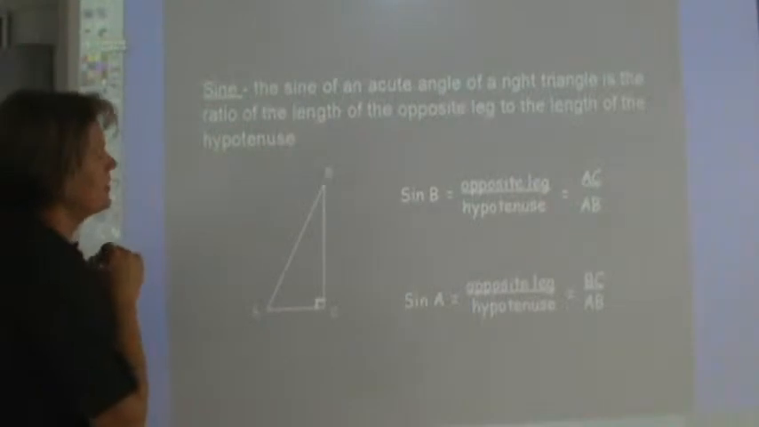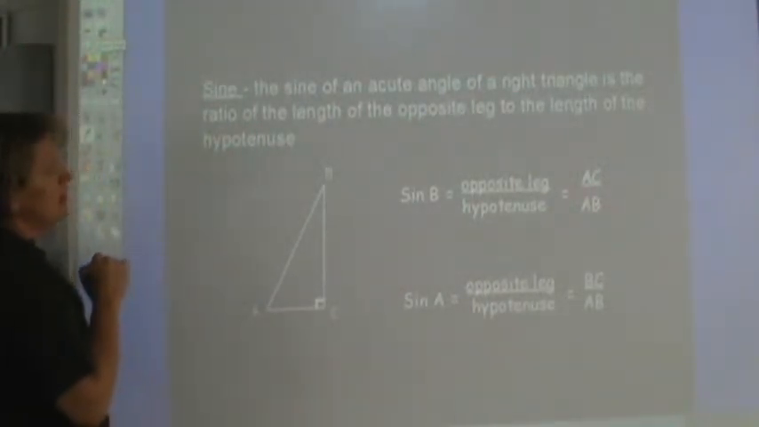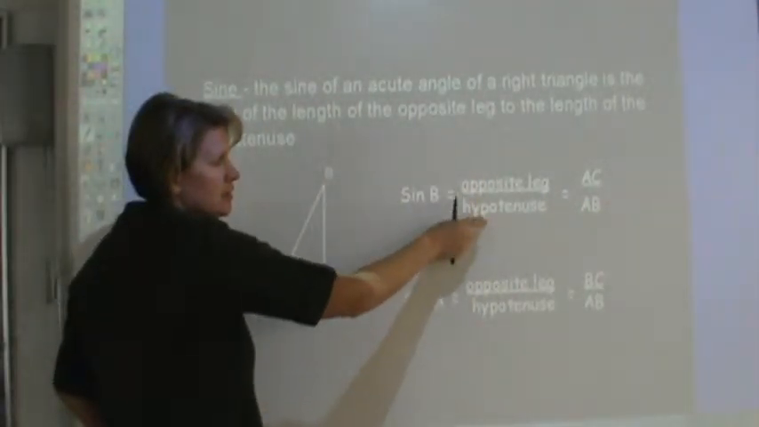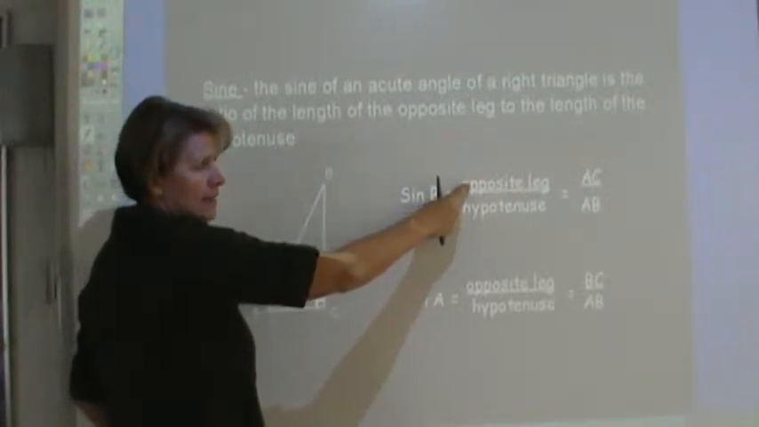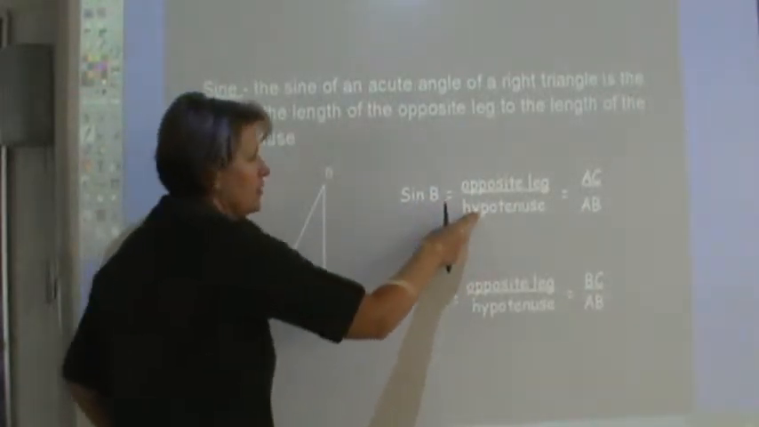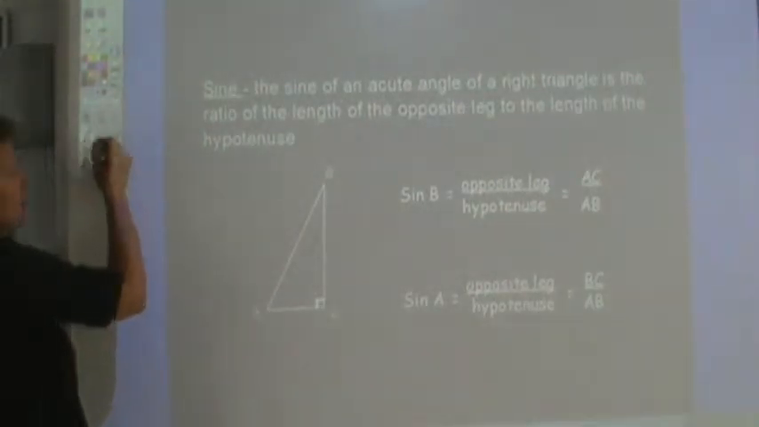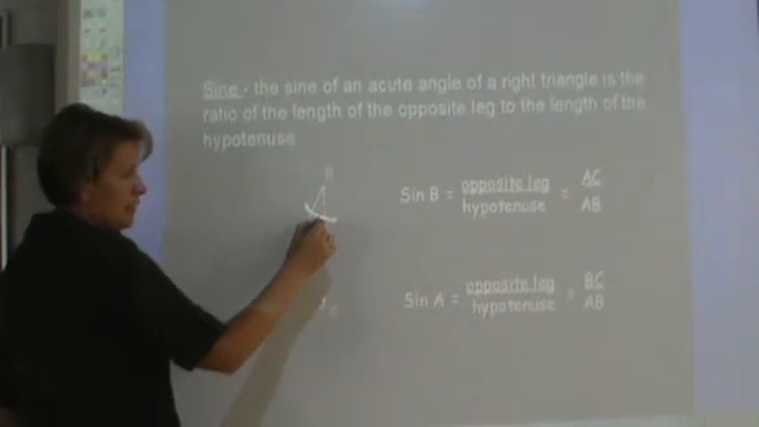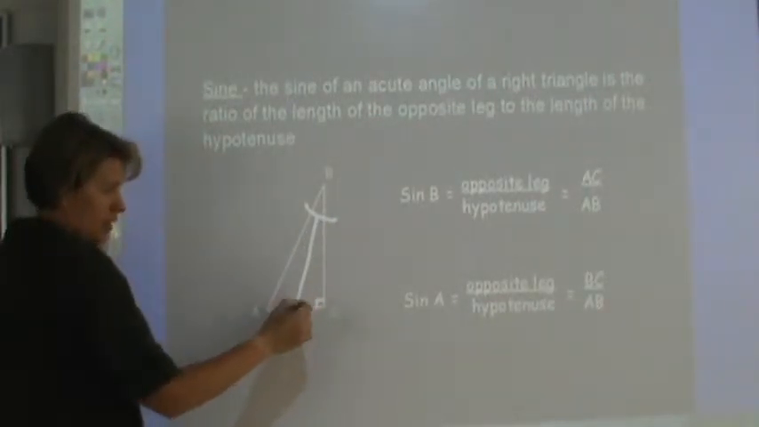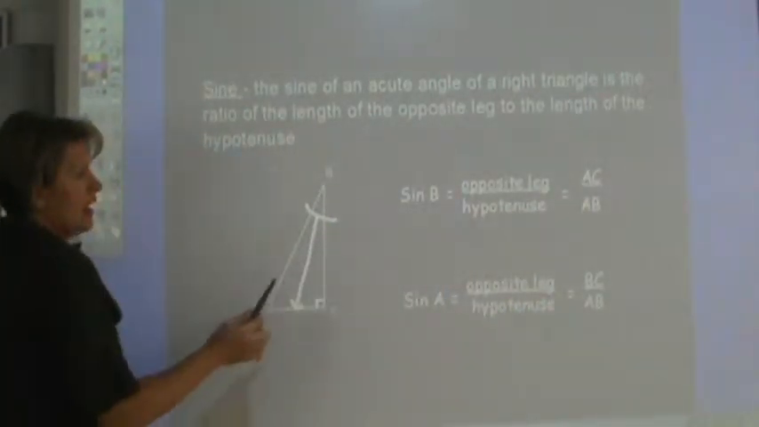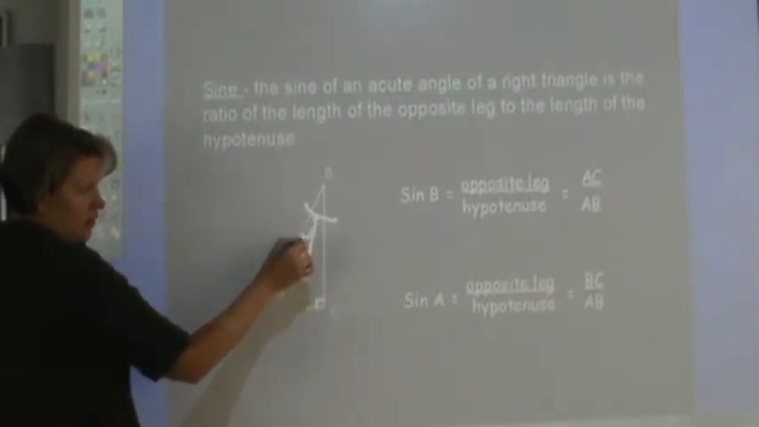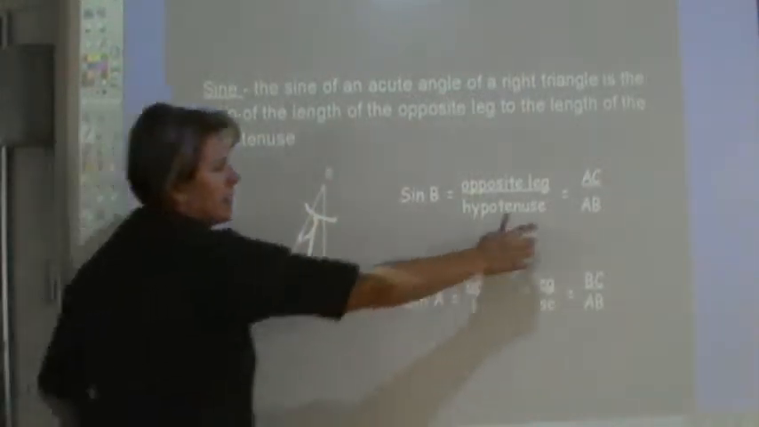Okay, sine. The sine of an acute angle of a right triangle is the ratio of the length of the opposite leg to the length of the hypotenuse. So ratio, remember, it's just a comparison of two numbers. The top number is the opposite leg, and the bottom number is the hypotenuse. So if I'm looking from B, which is right here, the opposite leg is this one way over here, so I call that AC, and then of course my hypotenuse is the one opposite my right angle, so that's going to be the one over here, which is AB.